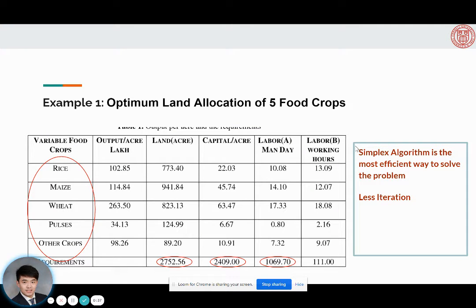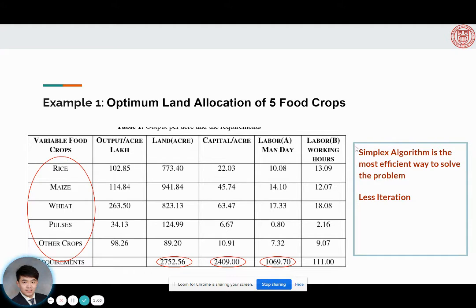After that, the authors set up the objective function as the output of agricultural production and food crops, with constraints of labor hours, working days, land size, and capital per acre. Through comparing to other algorithms, researchers found that the simplex method has been the most efficient way to solve such linear programming problems. The result shows that the maximum profit that can be achieved is 1376 million, which is more than the predicted in the first season.